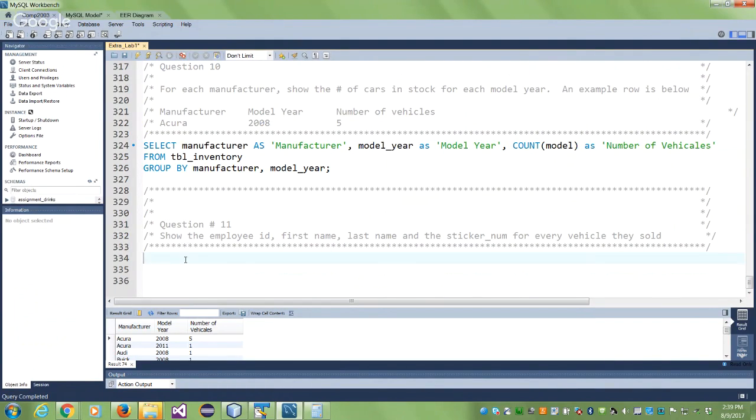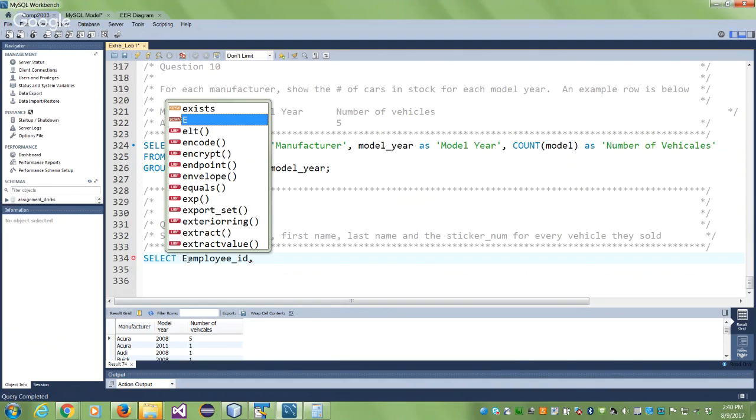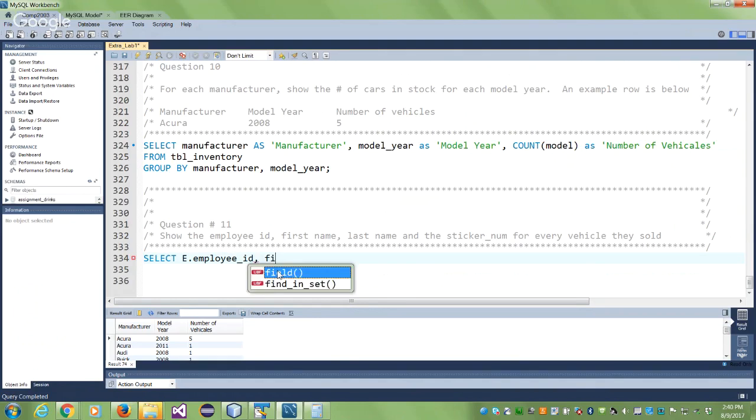Okay, last. Show the employee ID, first name, last name, and the sticker number for every vehicle they sold. That's not a tough one. So every vehicle they sold. Let's go employee ID. Do we need something like a qualifier? Yep, so employee ID will also be in the other table. Remember the S table. So employee ID, the first name doesn't need a qualification.